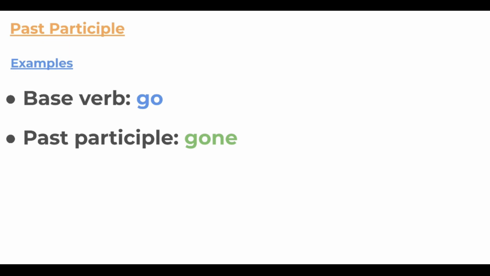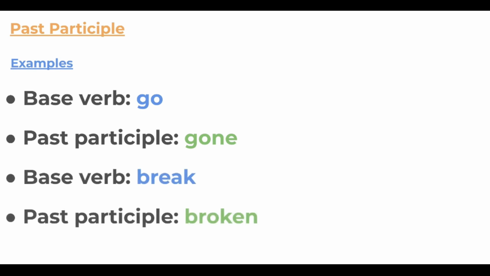There's no patterns here. The silver lining is that a lot of irregular verbs are very frequently used, so you can pick them up a bit quicker than say other more unusual verbs. Another one, break, past participle, broken. So just something to bear in mind when you're forming the present perfect tense. We need to think about this past participle.